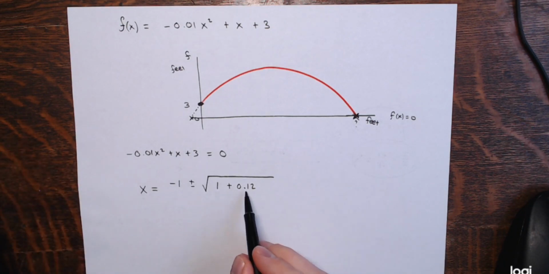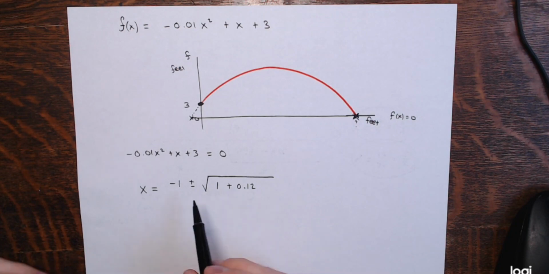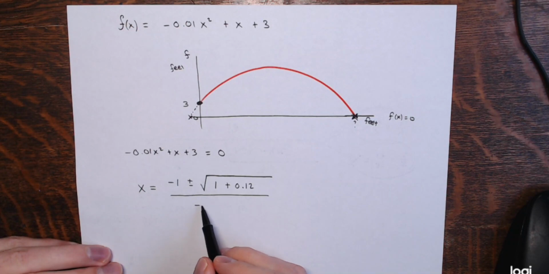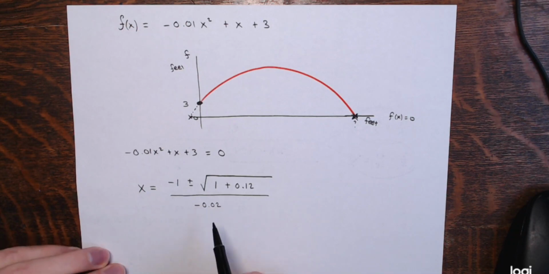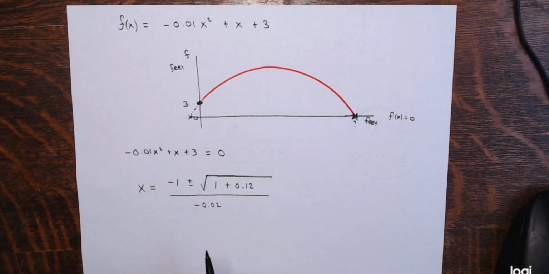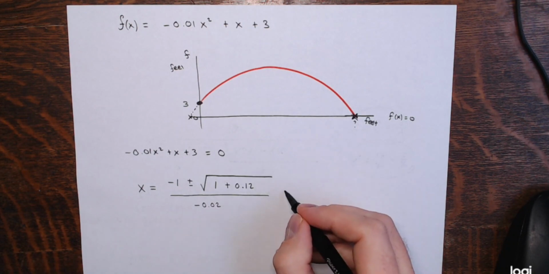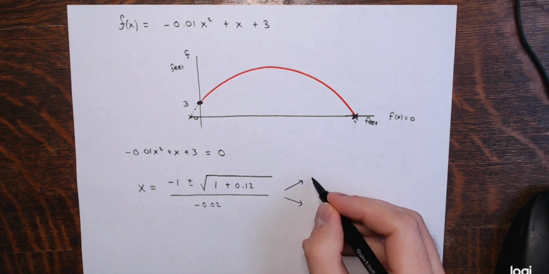There's 4ac, minus 4ac, but it'd be plus because there's a negative, and then divided by 2a, 2 times the coefficient of x squared, which is negative 0.02, right. Alright. So again, I'm going to go to a calculator here. This is going to give me two different answers.